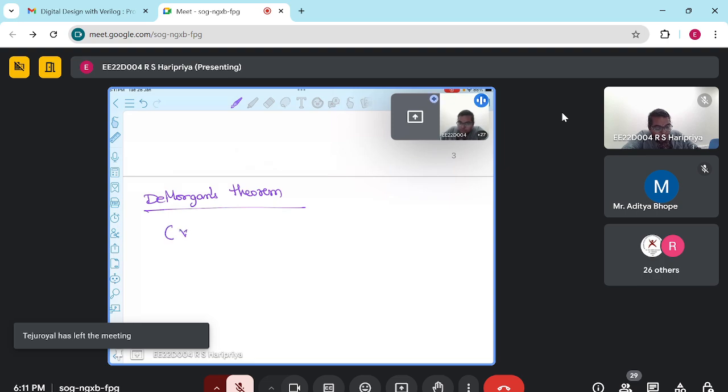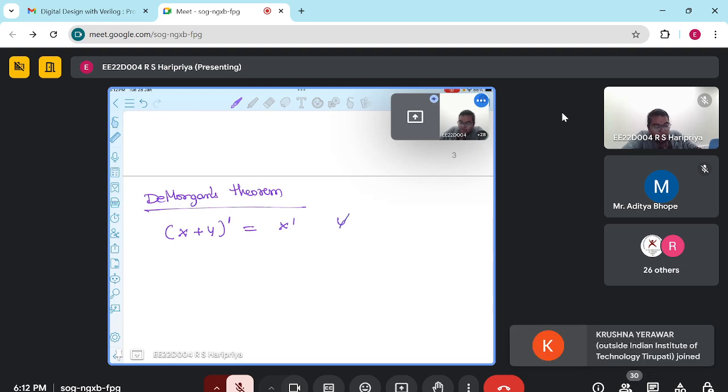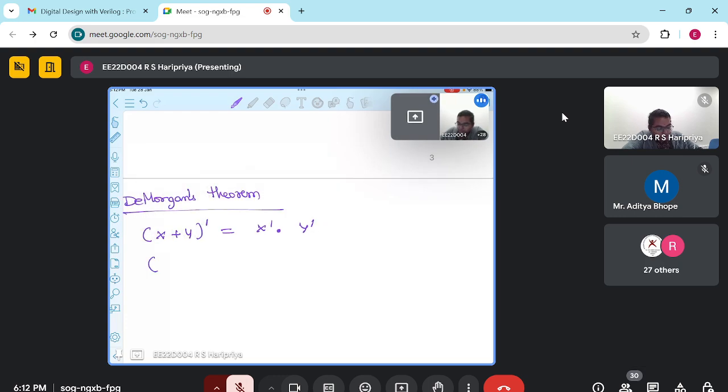If we have x plus y, the whole complement, we have to break this complement, so x complement y complement, and then we have to change the sign. And similarly x y, if they are in AND operation, change the sign and break the complement. So this is with respect to two variables.